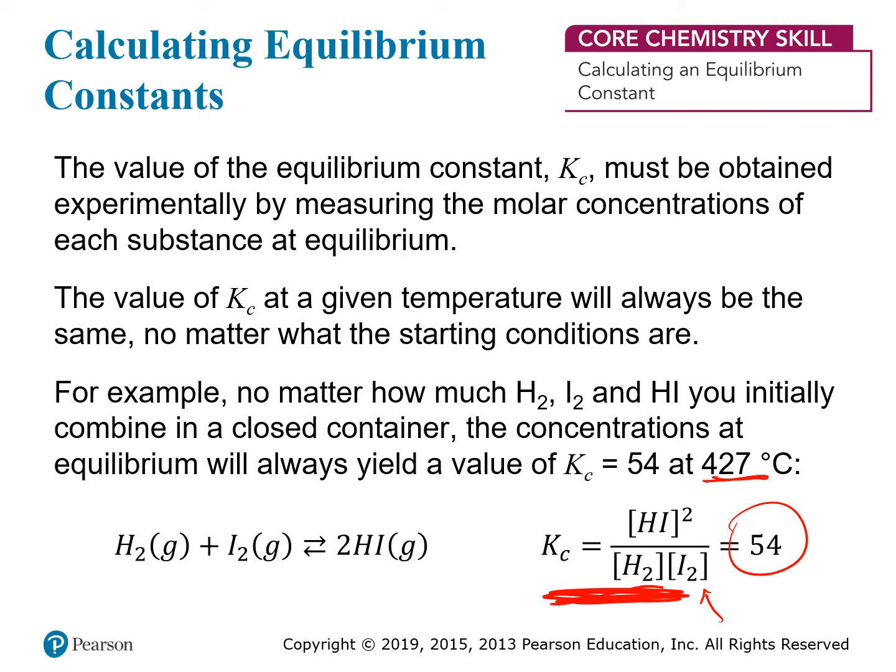Okay? So for a given temperature, the value of K is always going to be the same for a reaction. No matter what you start with, the reaction mixture at equilibrium is always going to give you the same value for K. So no matter how much hydrogen and iodine and HI you initially put into this container, you're always going to get 54.